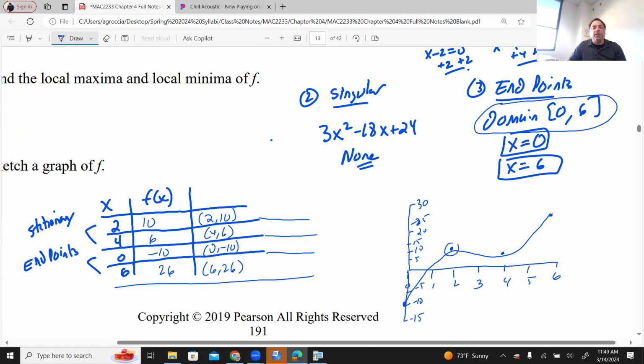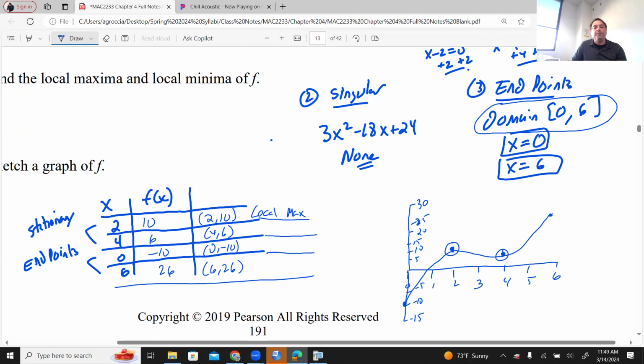So 2, 10, we're going to go ahead and call it out loud. What do we have there? Local max or local min? Local max. Why? It's a high point. It's the top of a mountain. To the left, it's lower. To the right is lower. It's a max.